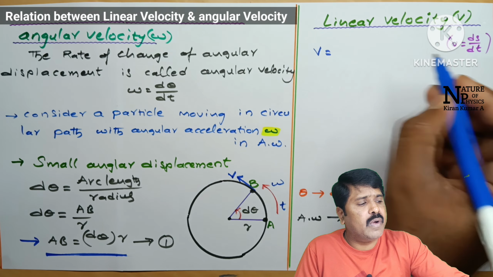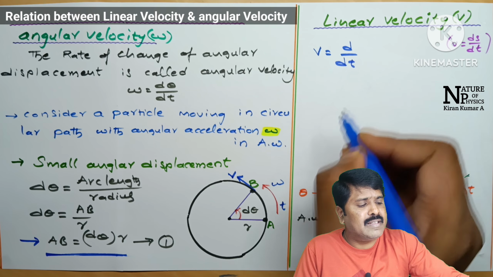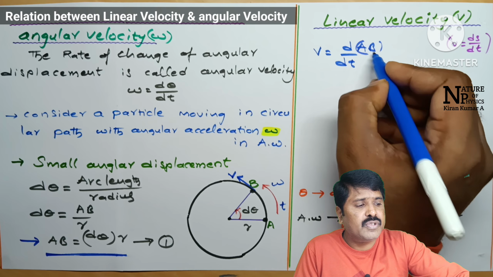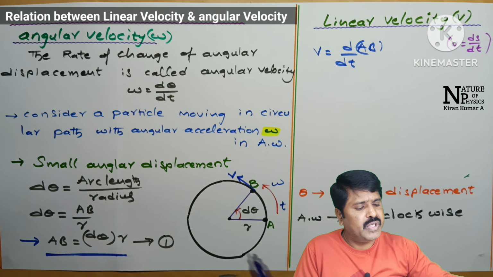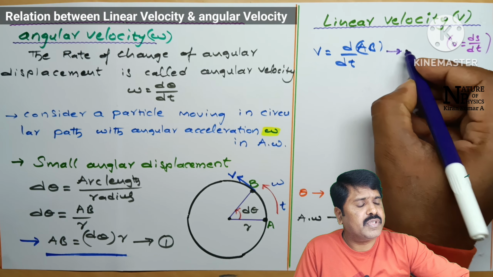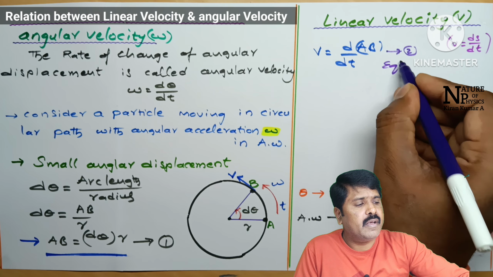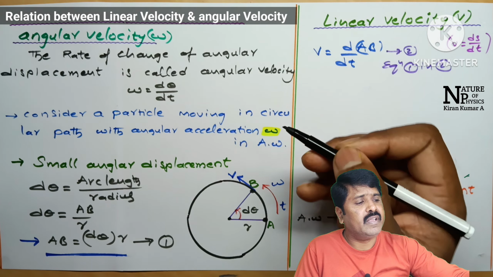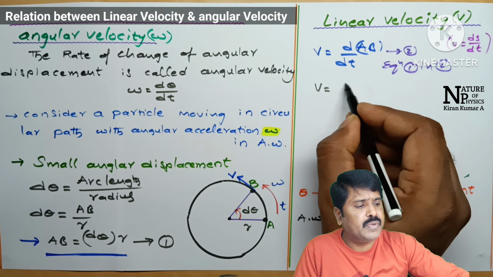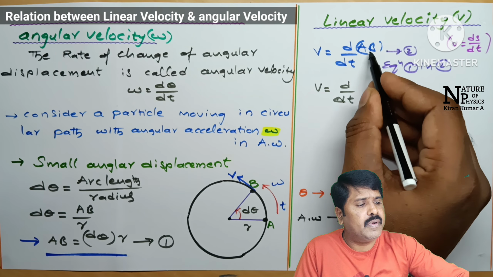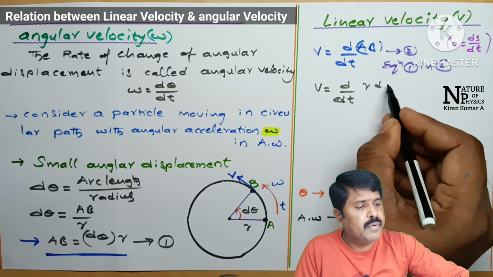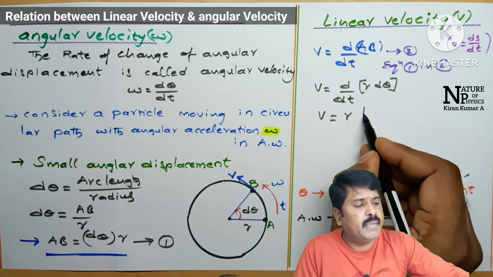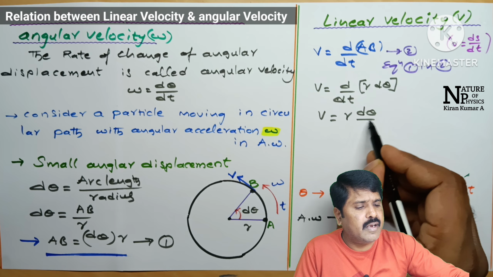So V is equal to d by dt of s, where displacement is the arc length I am considering, that is equal to AB. This I am writing as equation number 2. Equation number 1 in equation number 2, students, we are going to get the relation between them. So V is equal to d by dt of AB, the value is r into d theta. So V is equal to r common, d theta by dt.